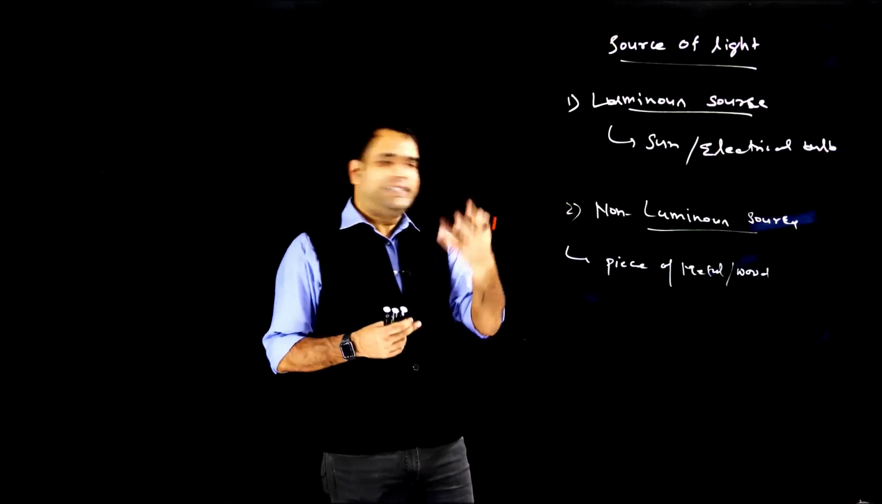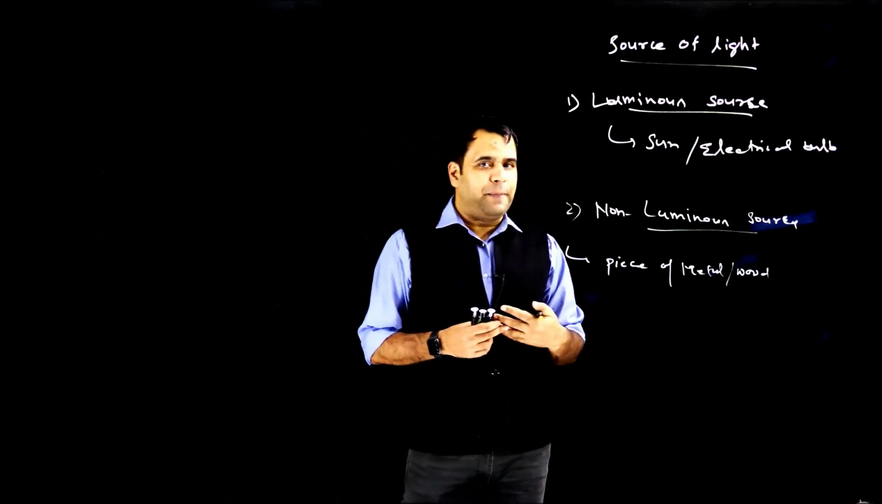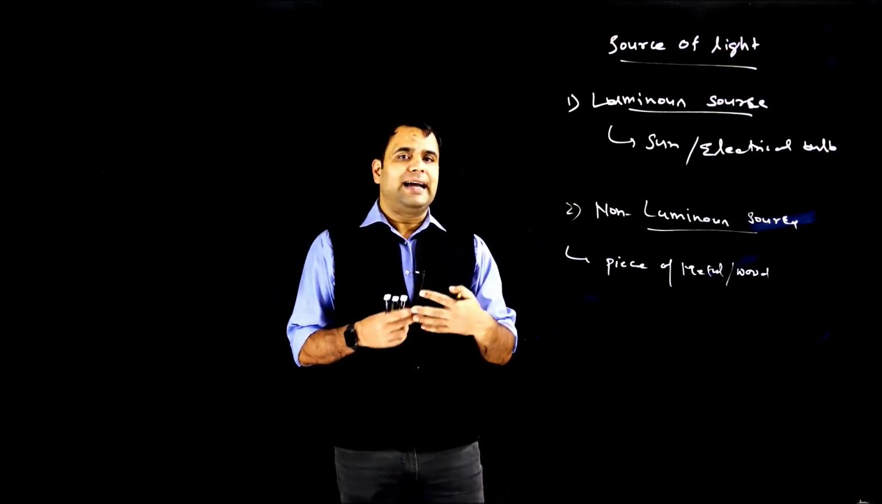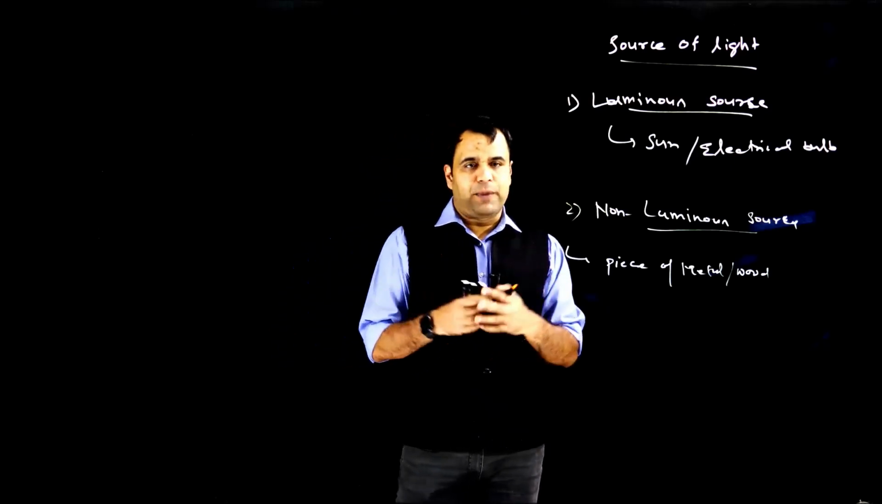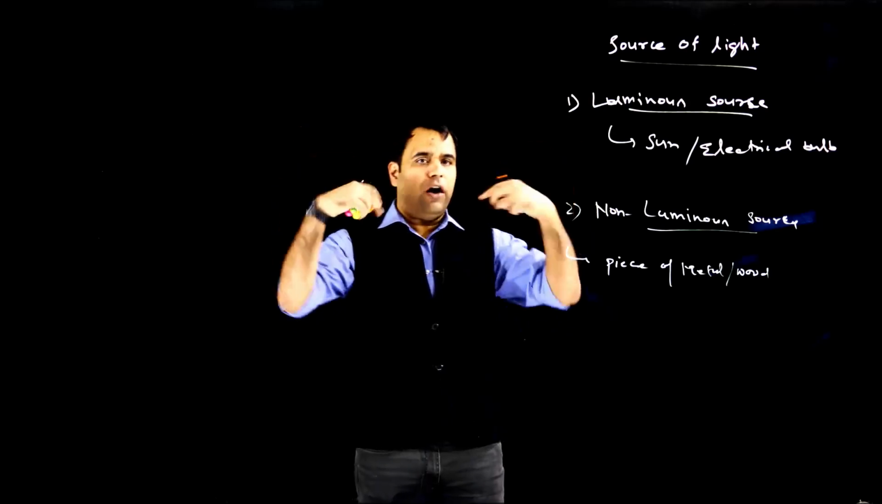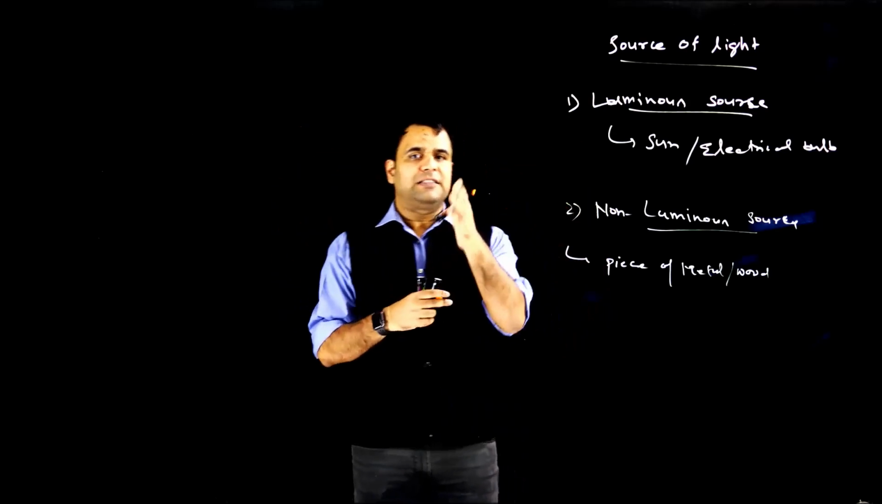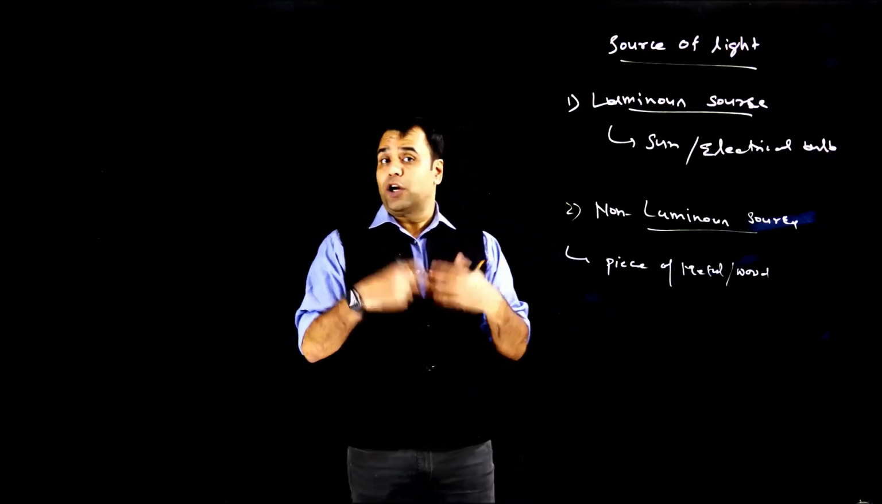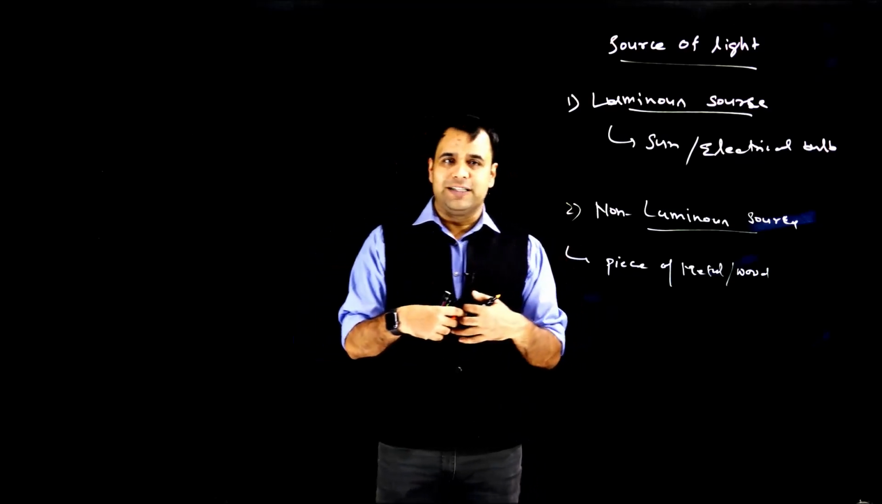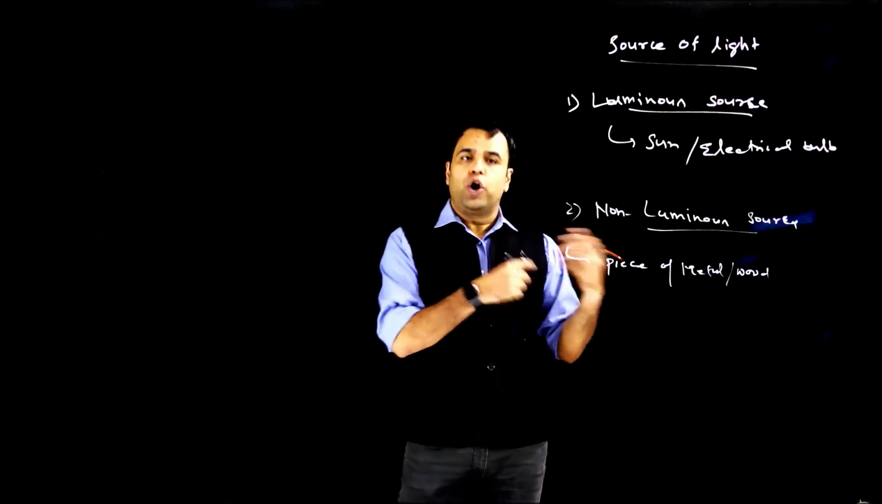If you are seeing me right now, you might think that I'm generating light because I'm visible to you. But that's not the case. In the real scenario, light is falling upon me, and that light is being transmitted to you through this camera, and then you are able to see me. So I'm not a luminous source, but I am a non-luminous source.